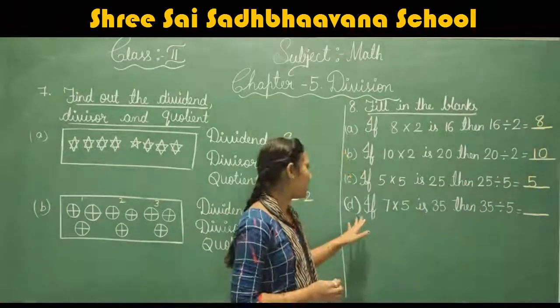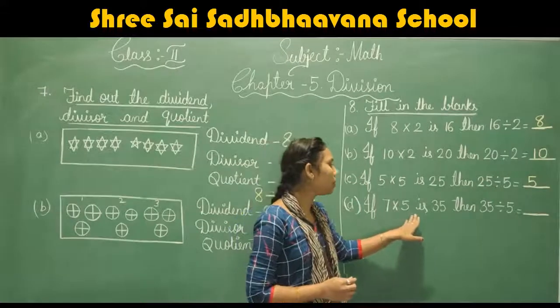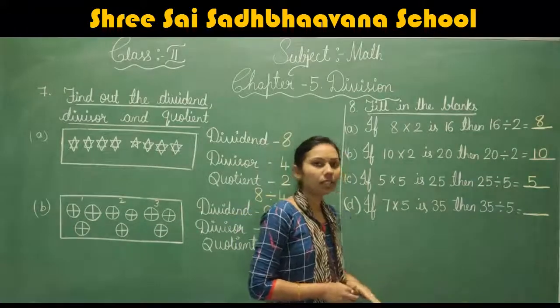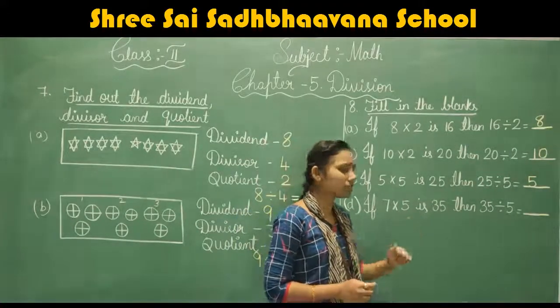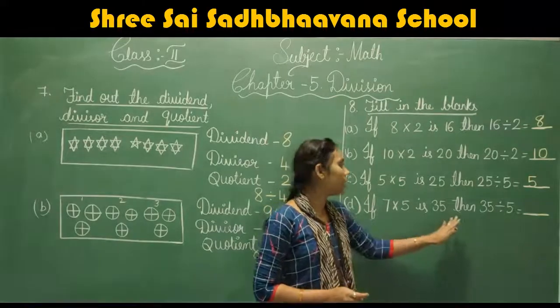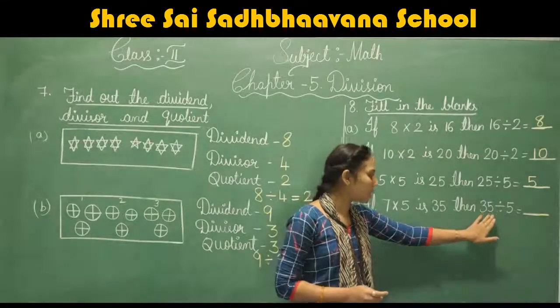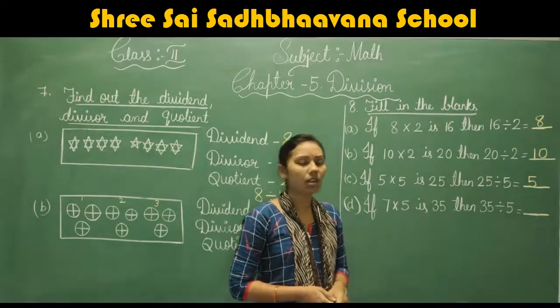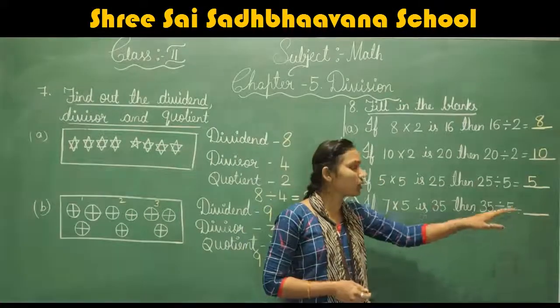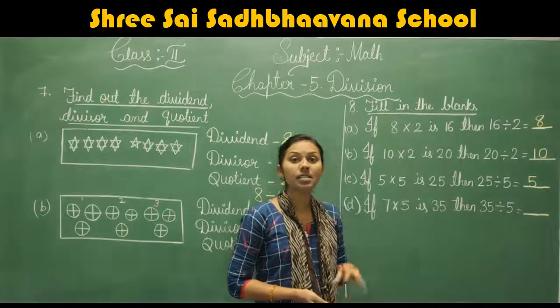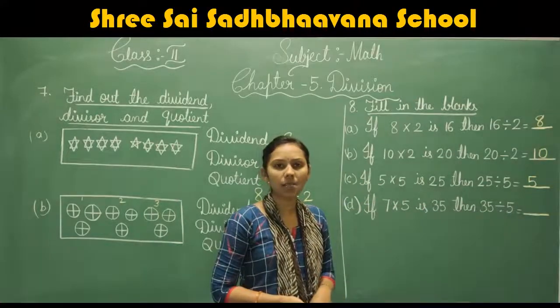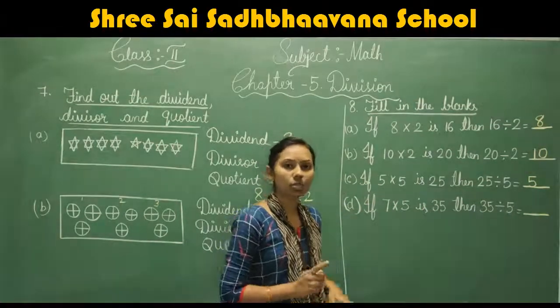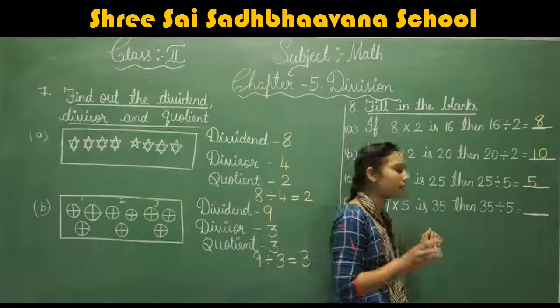Next, if 7 into 5 is 35, that means 7 fives is 35, then when you divide 35 by 5, what answer will you get? How many times does 5 go into 35? 7 times. So here the quotient is 7.